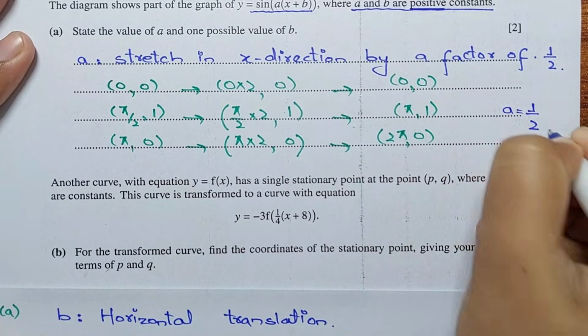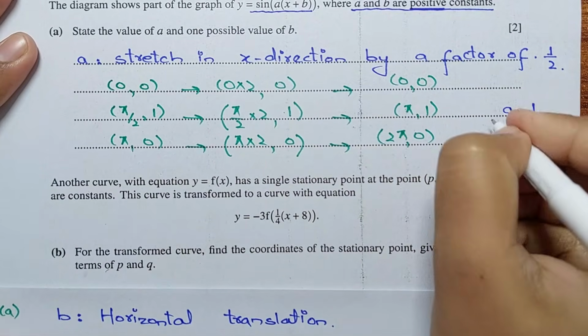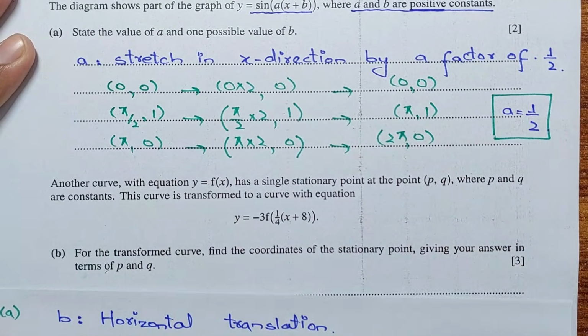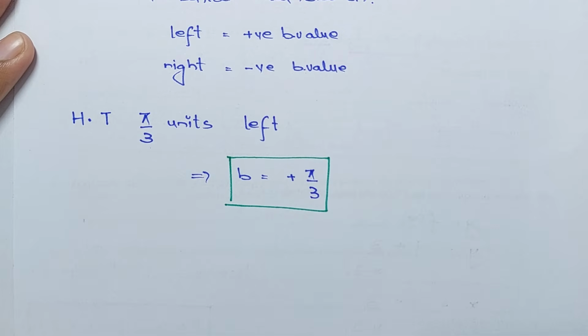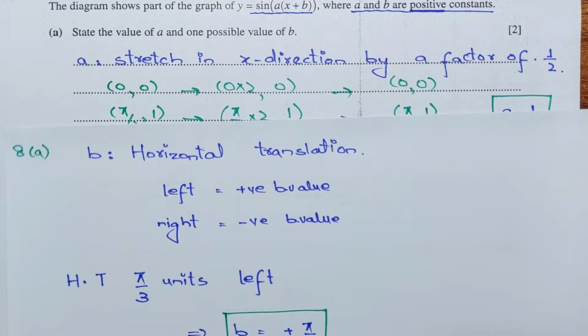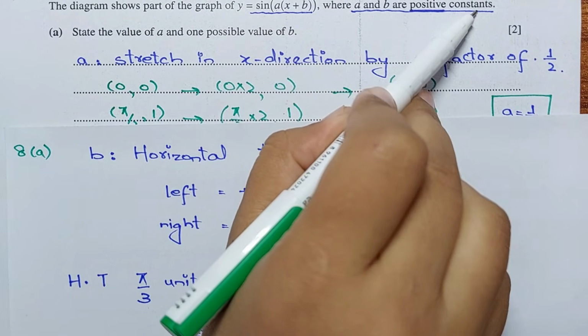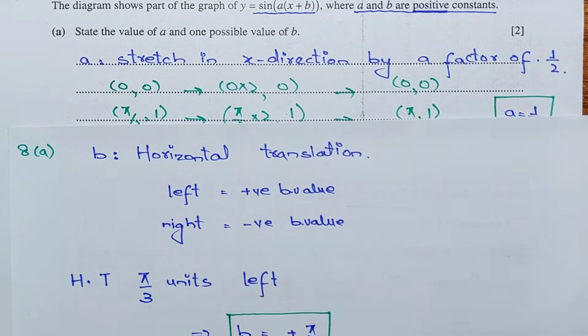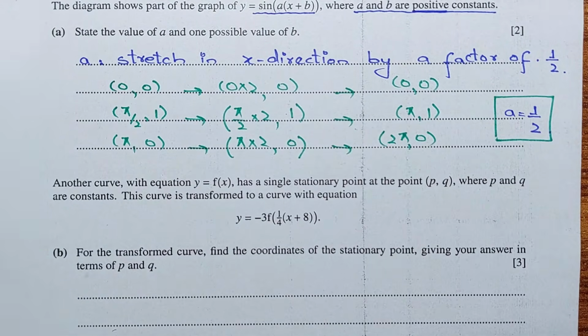So we have a stretch in x direction by a factor of 2, but the a value is 1 by 2, right? And we have a horizontal translation pi by 3 units left, but we have to consider it positive pi by 3. That is why they said a and b are both positive constants. A is 1 by 2 positive, and b is pi by 3, both are positive. I hope this is clear now.